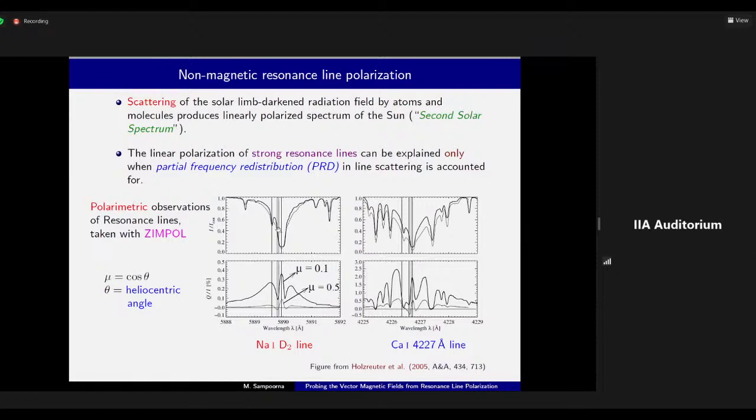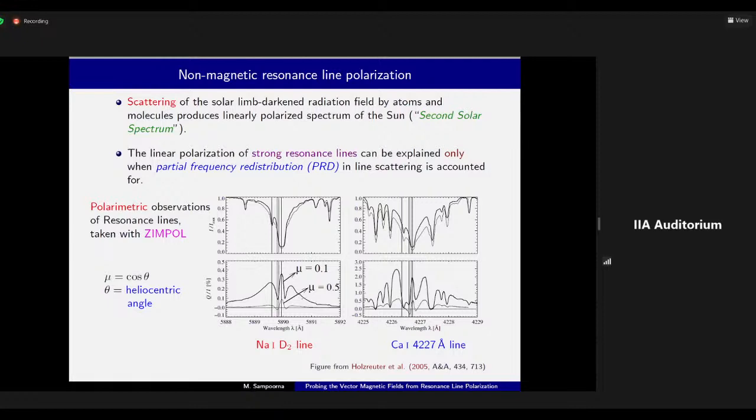For example, below I show the polarimetric observations of two strong resonance lines, the sodium D2 to the left and calcium 4227 to the right, taken with ZIMPOL. In the bottom panel, which shows the Q/I, we see that both the lines exhibit a typical triple peak structure, which is due to PRD.